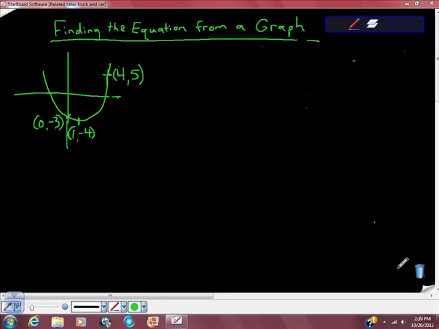Okay, so as you can see from the title, today what we're going to be doing is finding the equation for a parabola using the graph, so we'd only have points. So the first thing that I see when I look at this graph is, well, we have the vertex, we have the x-intercept, and then we have just a random point over here.